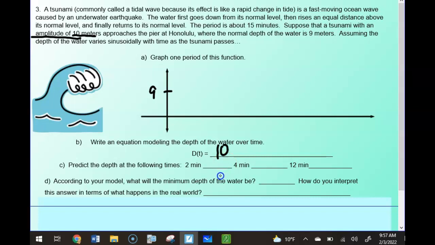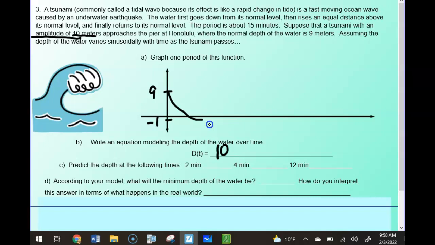Maybe we do want to do this one as a sine, huh? Because what is the first thing it says it does? It goes down. Now, if it goes down 10, where does it end up? At -1. That's weird. Okay. Now, what would it mean to have a -1 height of water?